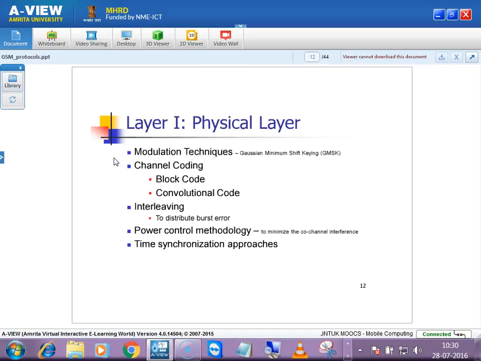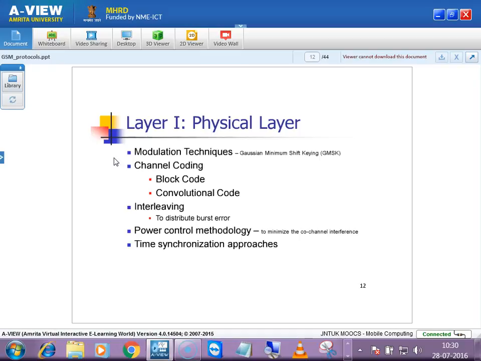And power control methodology, like how the power should be. Maybe base station 2 uses the same frequency. If we transmit with low power and the other transmits with high power, what power changes need to be maintained? These things should be taken care of by the physical layer.